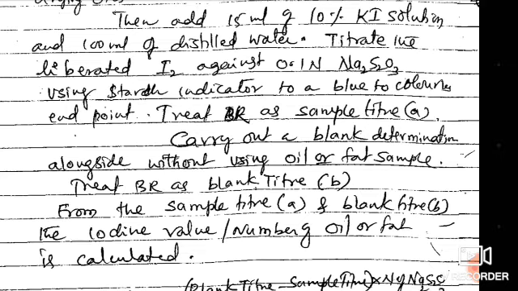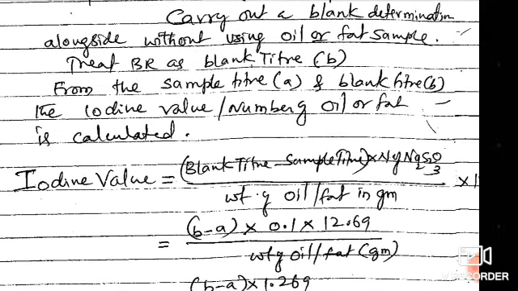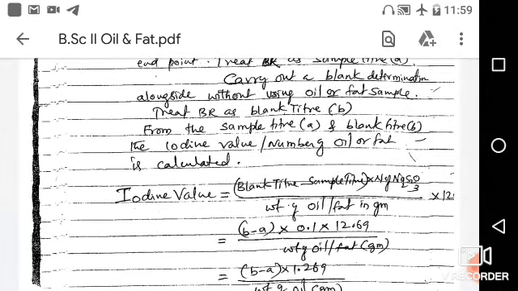Similarly, carry out the blank determination alongside without using the oil or fat sample, and then treat this burette reading as the blank titer B. From the sample titer A and the blank titer B, the iodine value or iodine number of oils or fat is calculated by means of: iodine value is equal to blank titer minus sample titer, into normality of the Na2S2O3, divided by weight of oil or fat in gram, multiplied by 12.69, that is the conversion factor.